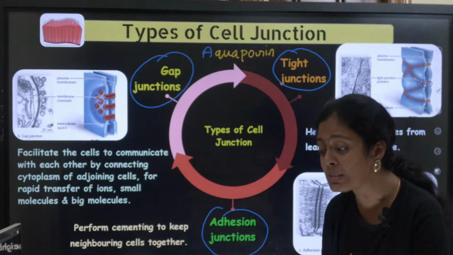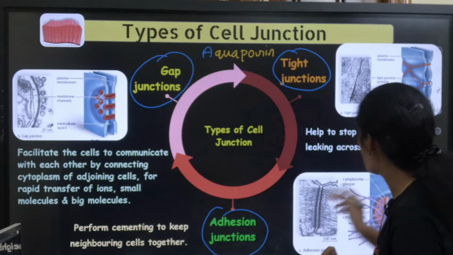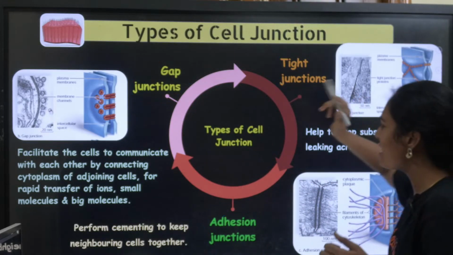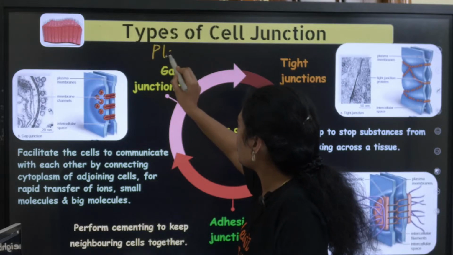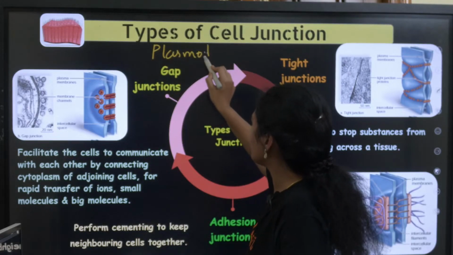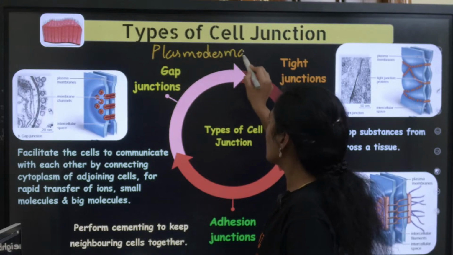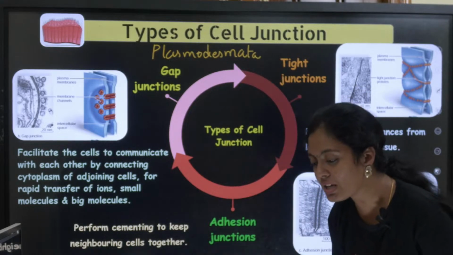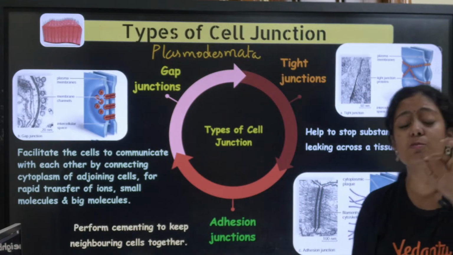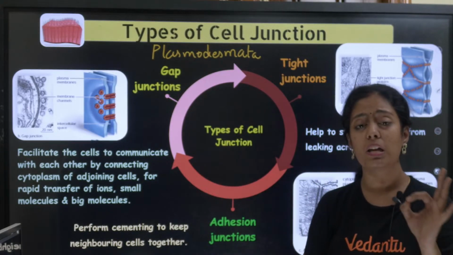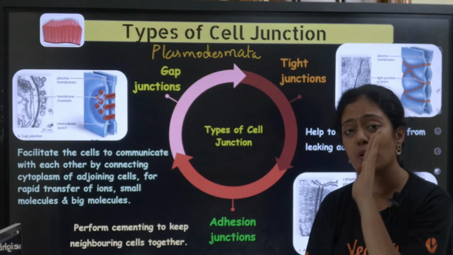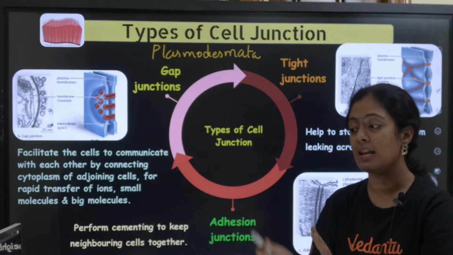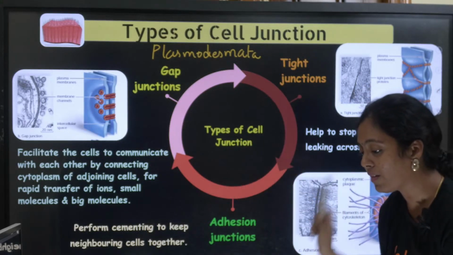And you also have plasmodesmata. Does anyone know what plasmodesmata is? This we have studied, we have definitely studied it. It is present only in plant cells. It helps in the transport of substances between two plant cells. That is the function of plasmodesmata.